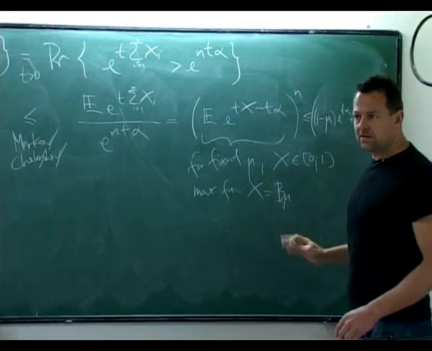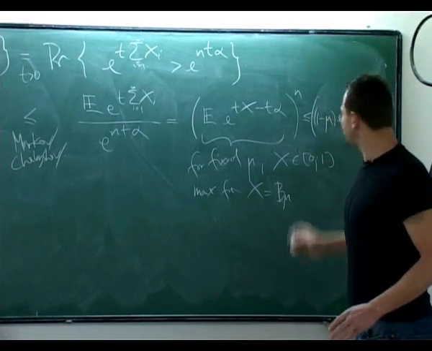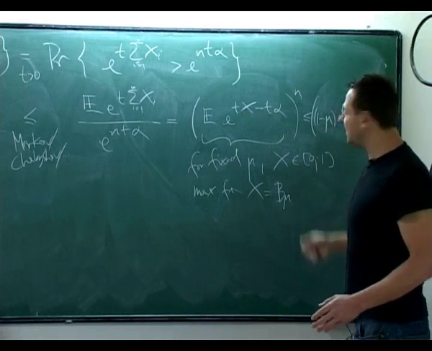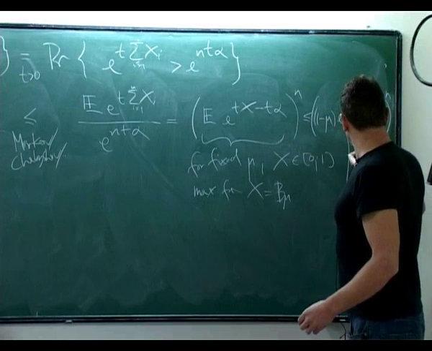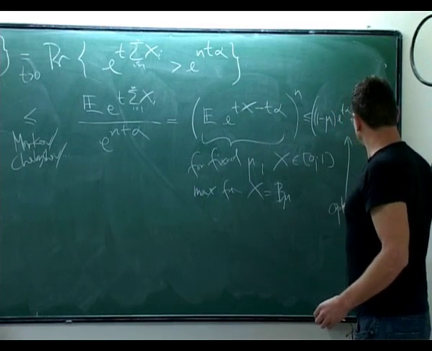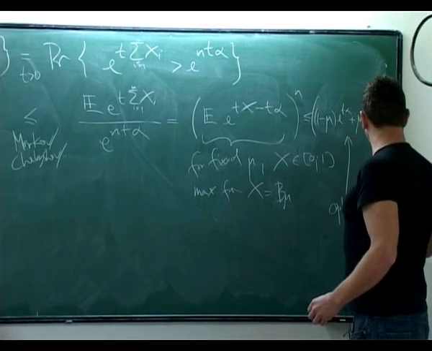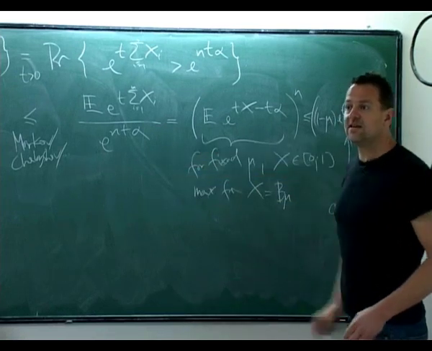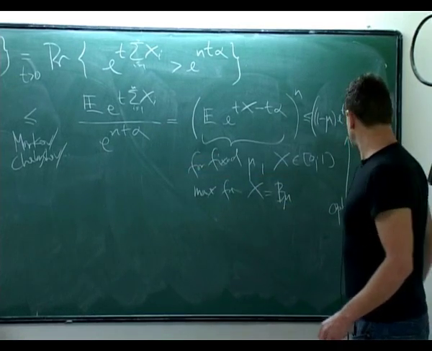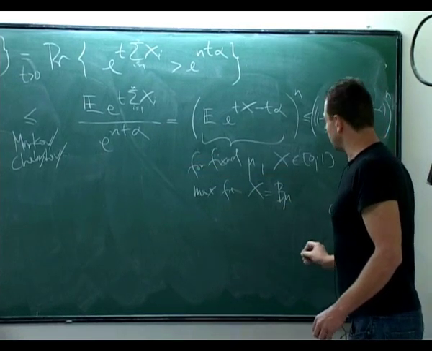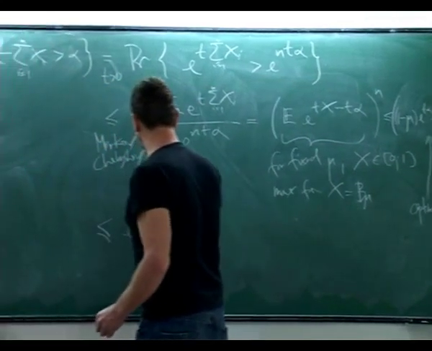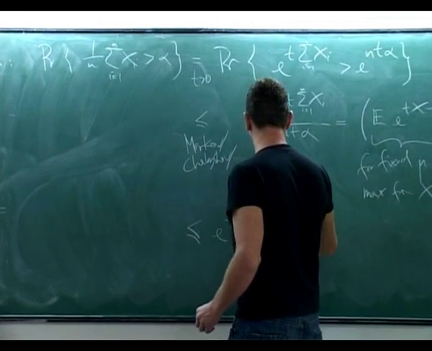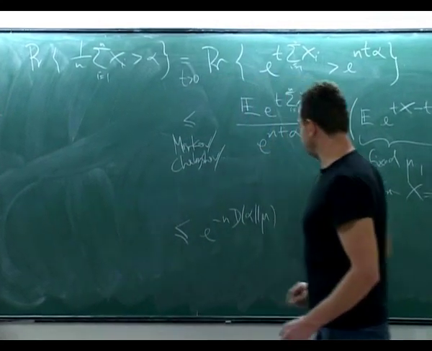And it's still true for all t, right? And it's obviously useless if this thing in the bracket is larger than 1. But it turns out you can make it less than 1 by optimizing t, and then you get exactly the thing over there. And so in the end you get e to the minus n d of alpha, mu.